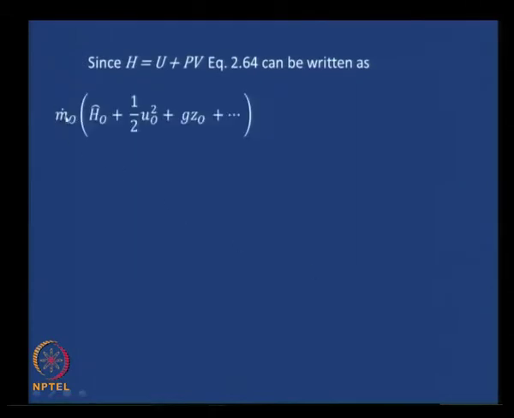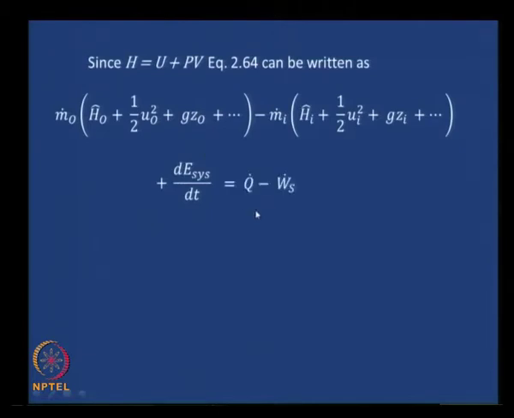Therefore, let us combine them and write this as MO dot times HO hat, the specific enthalpy of the outlet stream, plus the kinetic energy term half UO squared, plus the potential energy term GO into MO dot, plus the terms that correspond to the other energies, minus the corresponding things for the input stream: mi dot into hi hat plus half ui squared plus gzi plus the other terms, plus d/dt of the E of the system equals q dot minus ws dot. Let us call this equation 265.